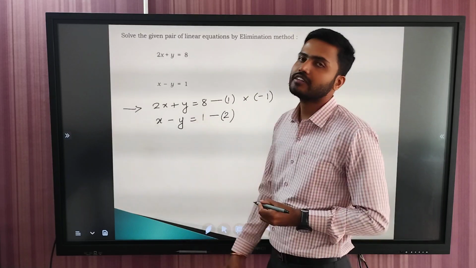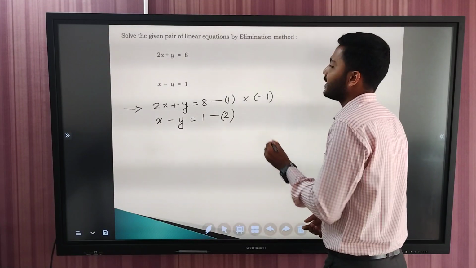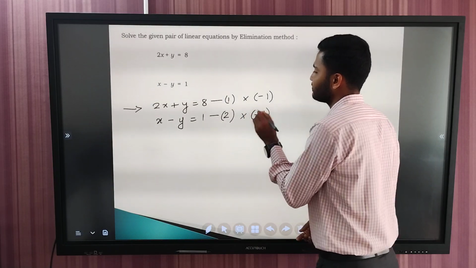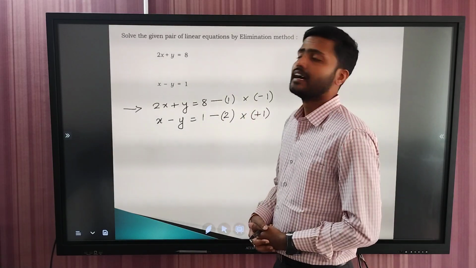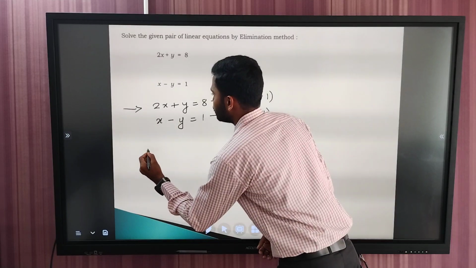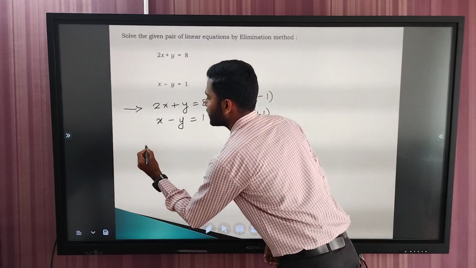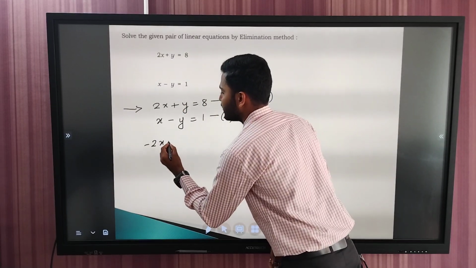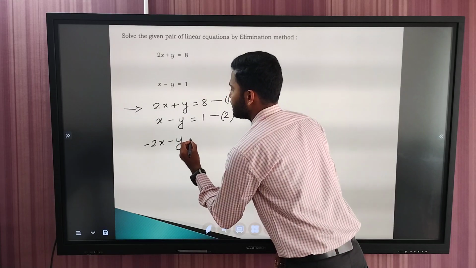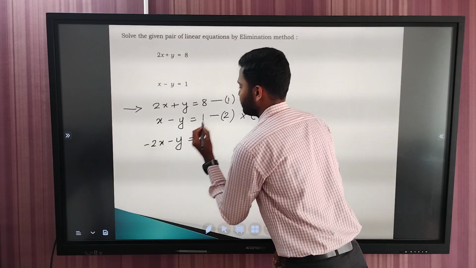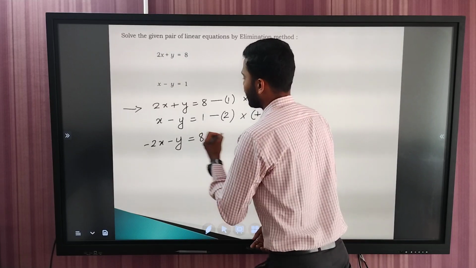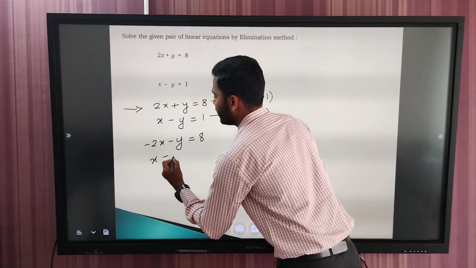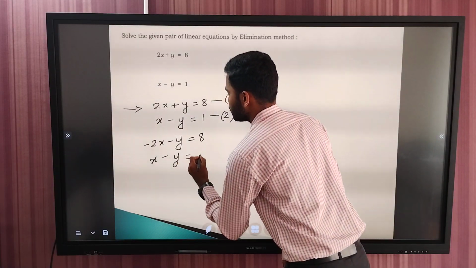So y into minus 1 will be minus y, correct? And I will just keep equation 2 as it is by multiplying it by plus 1. Okay, so let us see what will happen to equations 1 and 2. Minus 1 into 2x is minus 2x, then plus y into minus 1 is minus y, is equal to 8. Right? Now, what happens to equation number 2? It remains the same. x minus y is equal to 1.